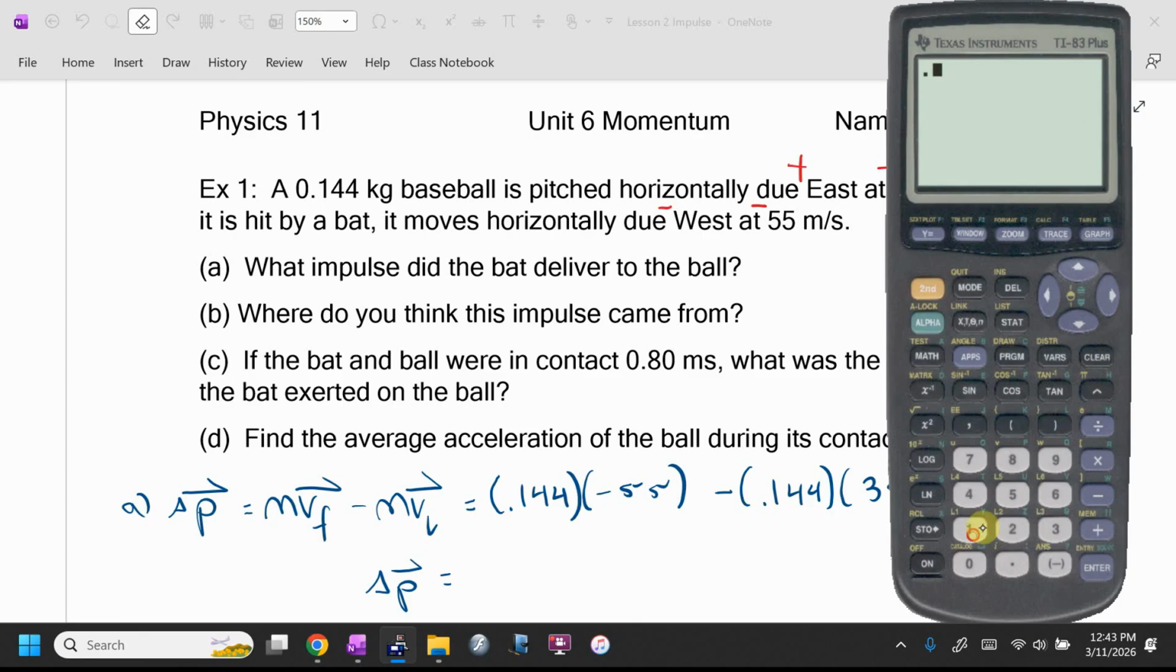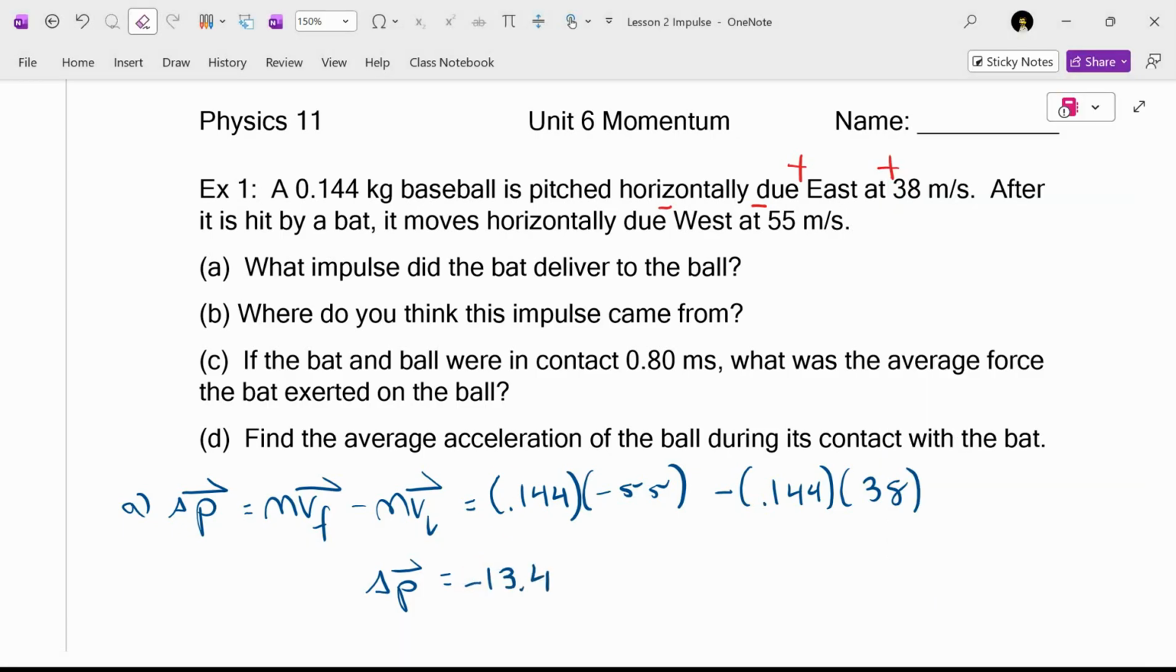Let's see. It's going to be 0.144 times negative 55 minus 0.144 times positive 38. Nikki, did you get negative 13.392? I'm going to write negative 13.4, but I'm going to store this on my calculator as I've showed you the trick, right? So negative 13.4. Nikki, units.